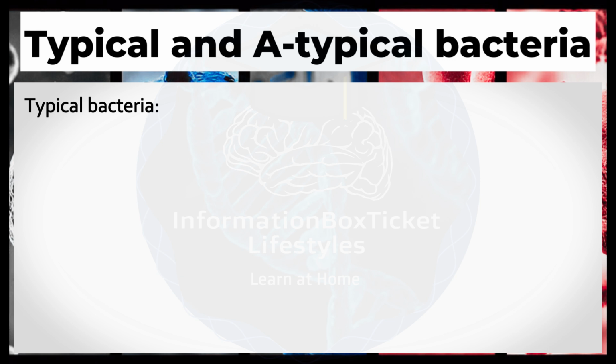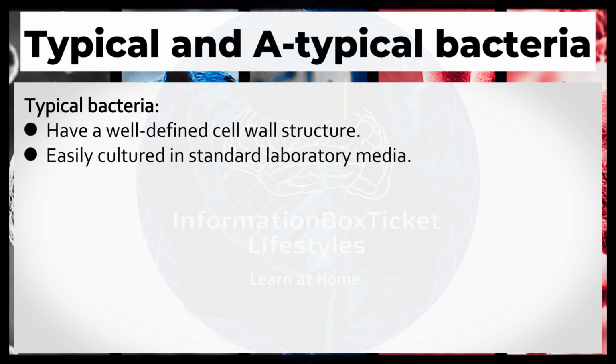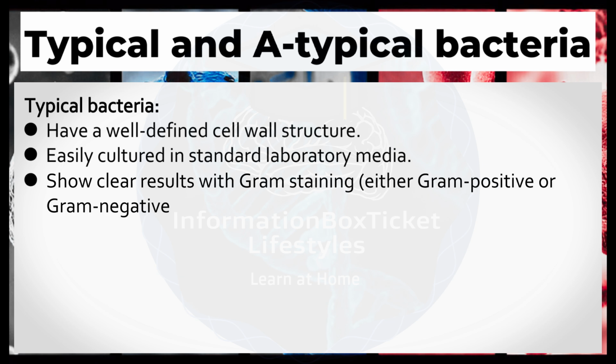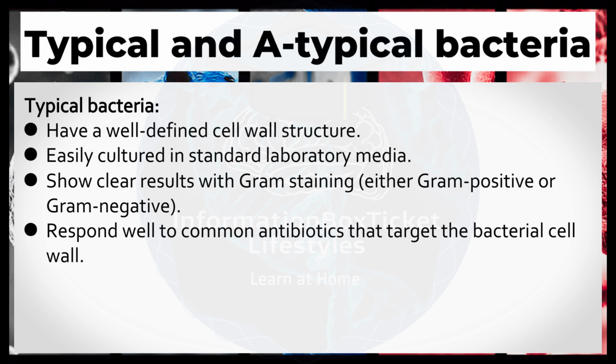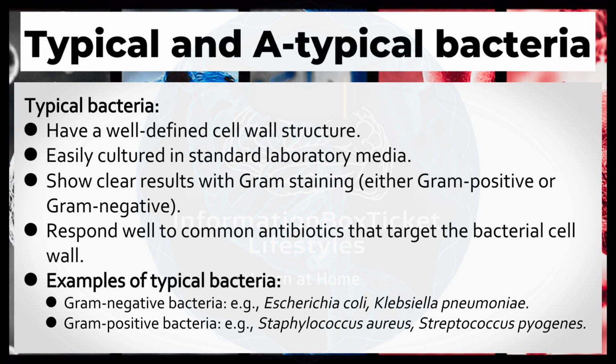Typical bacteria have a well-defined cell wall structure, easily cultured in standard laboratory media. Show clear results with gram staining, either gram-positive or gram-negative. Respond well to common antibiotics that target the bacterial cell wall. Examples of typical bacteria. Gram-negative bacteria, e.g., Escherichia coli, Klebsiella pneumoniae. Gram-positive bacteria, e.g., Staphylococcus aureus, Streptococcus pyogenes.